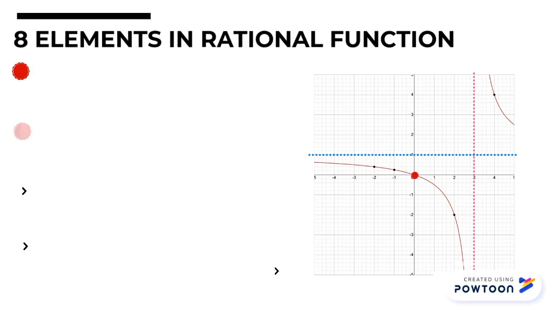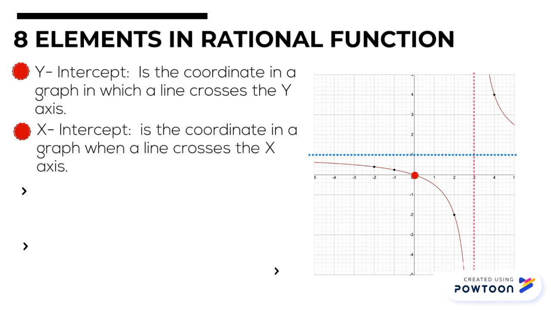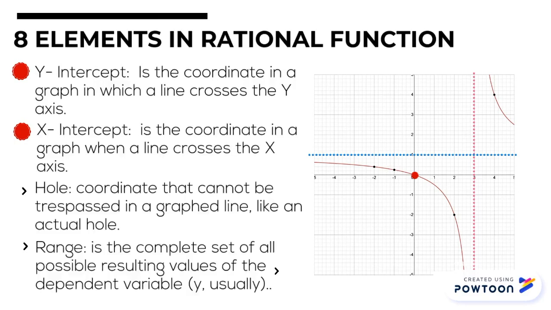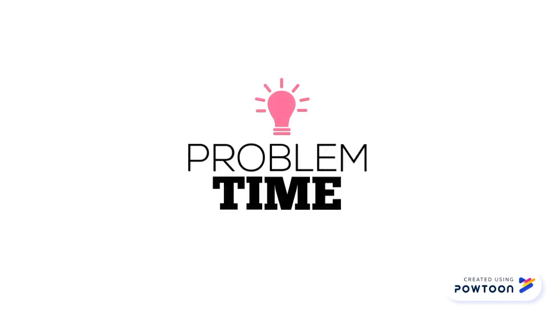Now, the y-intercept is the coordinate in a graph in which a line crosses the y-axis, while the x-intercept is the coordinate in a graph in which a line crosses the x-axis. The hole is a coordinate that cannot be trespassed in a graphed line, like an actual hole. And finally, the range is the complete set of all possible resultant values of y.